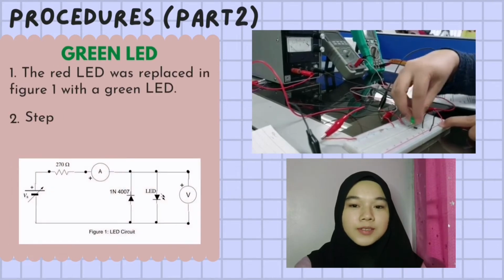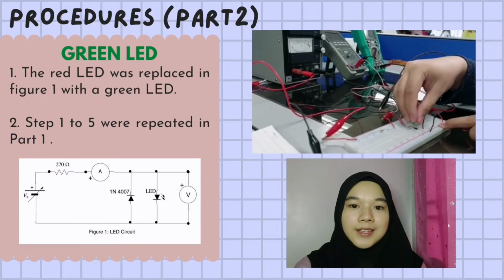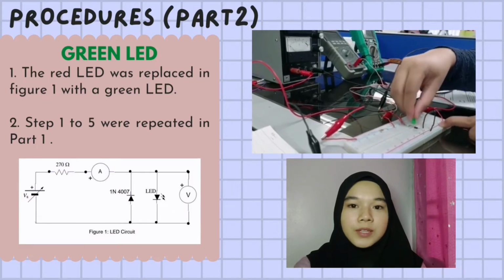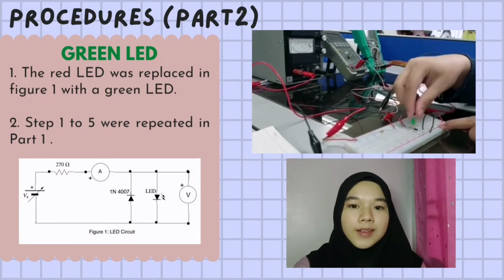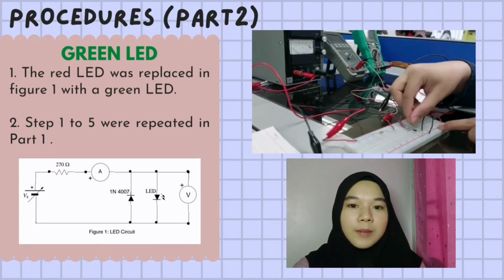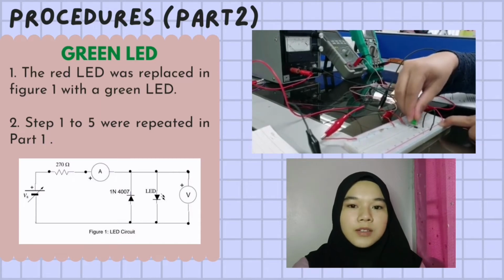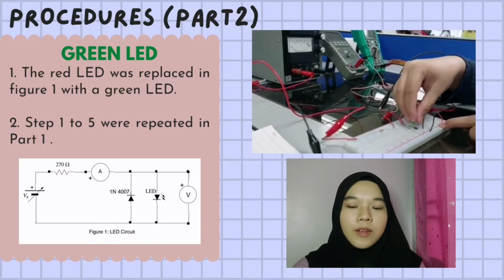For part 2, the red LED in figure 1 was replaced with a green LED. Steps 1 to 5 in part 1 were repeated, where the voltage Vs was adjusted until a current of 10 mA flowed in the LED. Then the voltage was written down across in table 1.